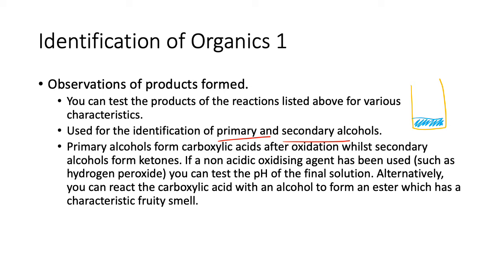Okay, so if you use a non-acidic oxidizing agent, so those are the ones that we didn't talk about last lesson, or the last slide, you can use hydrogen peroxide if you want. You can test the pH of the final solution. If you test the pH of the final solution and you see that it's acidic, then it's the carboxylic acid, whilst if it's neutral, it's the ketones. However, it's not that great a test. Alternatively, you can react the carboxylic acid with an alcohol to form an ester, which has a characteristic fruity smell, and we'll be learning more about esters later on.